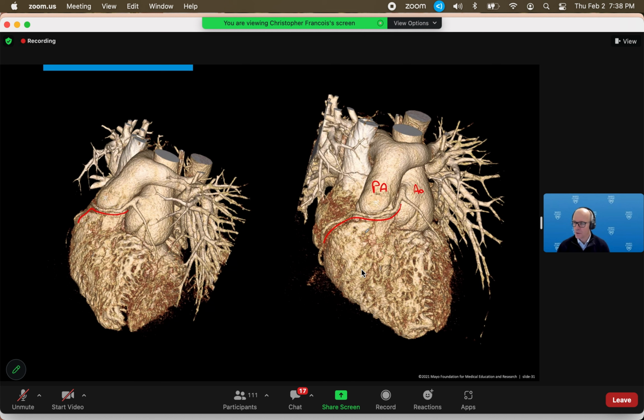So normally the right coronary artery, we won't see it on this view, because it doesn't come off of the left coronary artery. It comes off of the right cusp, which is going to be hidden behind the pulmonary artery, and then you'll see it come out here in the right atrioventricular groove.